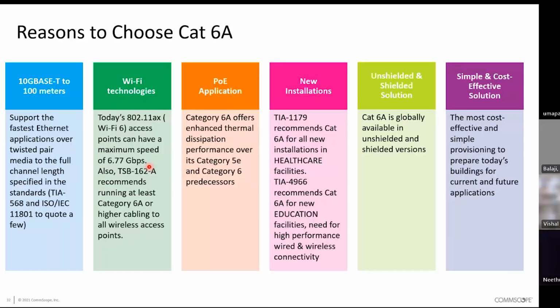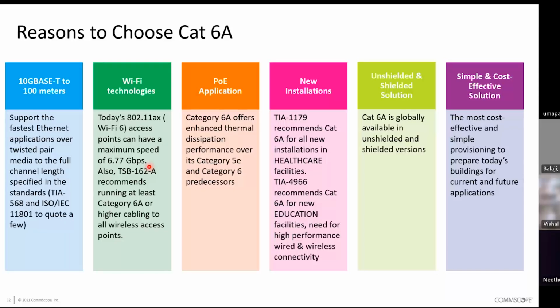So 10GBASE-T, up to 100 meters, it can support. And whatever Wi-Fi technologies are going to come up, it can support connectivity for up to 10G of bandwidth. Then PoE applications: compared with 6 and 5E, if it is lower wattage, 15 watts or 30 watts, yes, you can manage. But in future, if you are going to get 60 watts or 90 watts, with 6 there will be challenges to make connectivity. But 6A can withstand and take care of 90 watts with 10 gig connectivity.